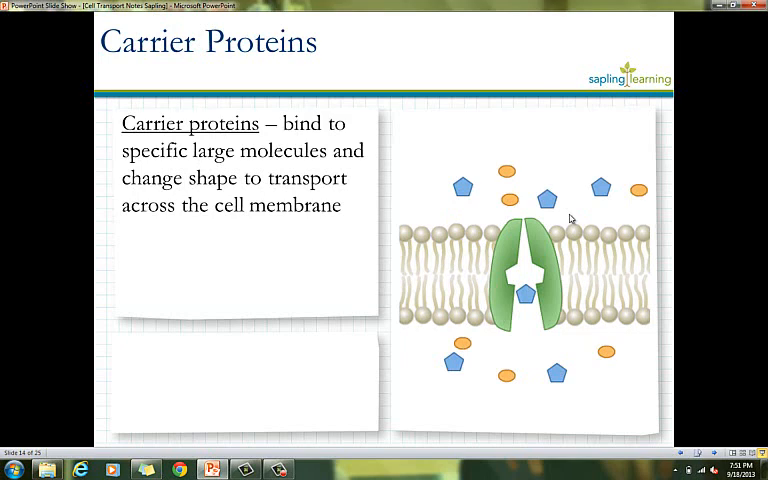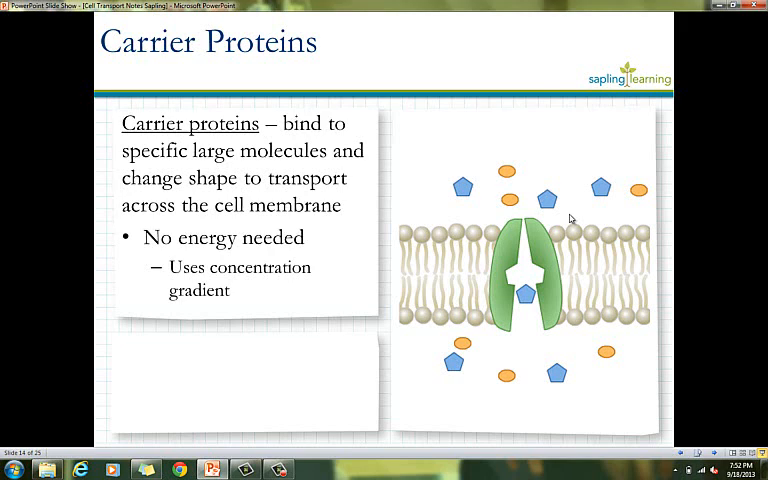Carrier proteins are membrane proteins that bind to specific large molecules. So they can change their shape to transport these molecules across the cell membrane. This type of movement also does not need energy to occur because they're moving down that concentration gradient.